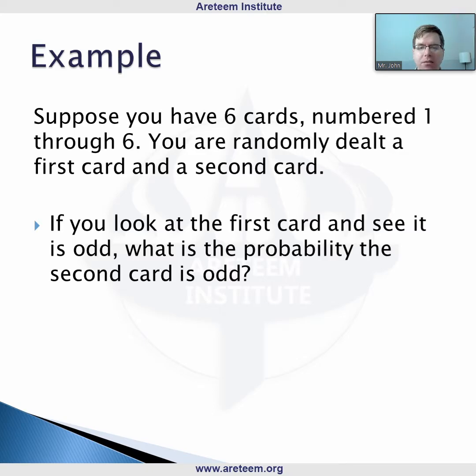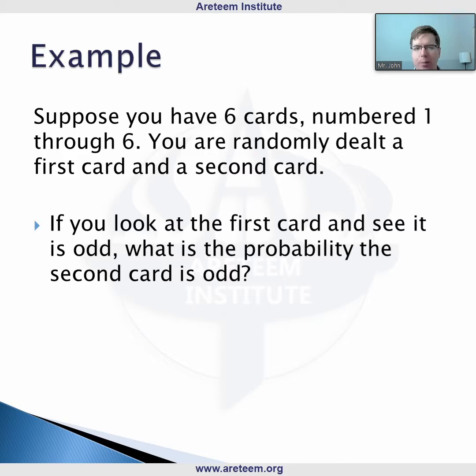We have 6 cards, but we're dealt a first card, so we only have 5 cards left. We have 3 odd, 3 even, right? 1, 3, 5 are odd, 2, 4, 6 are even, right? If we see the first card is odd, we have 2 odds left, 3 evens left, 5 cards, 2/5 chance that we have an odd card for our second card in this scenario. That did not use the conditional probability formula, right? Just after we look at that first card, there are 5 left. 2 of those cards left are odd in this case.